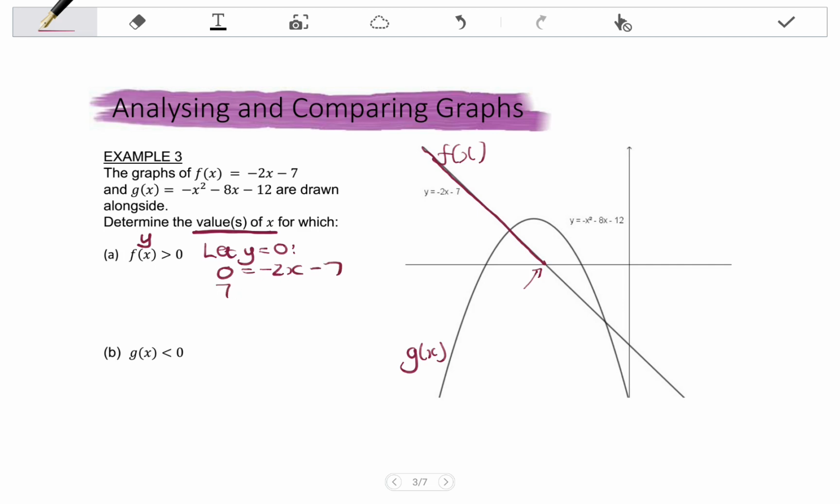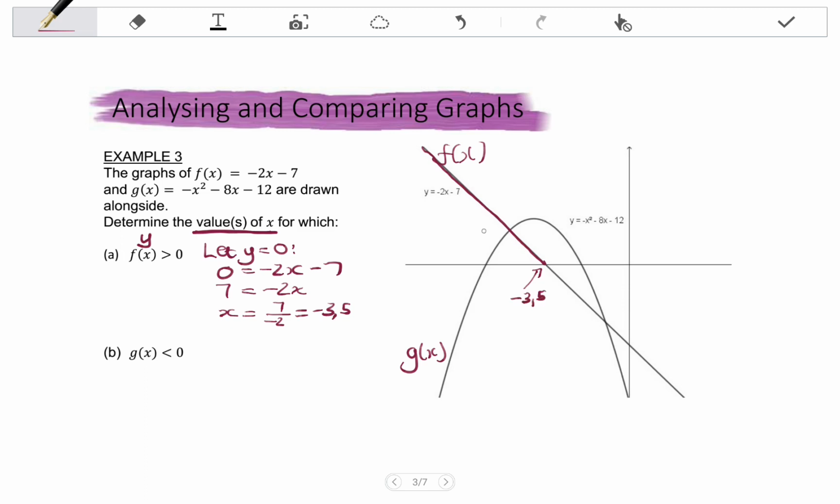I'm going to add 7 and then divide by negative 2. So I have x equals 7 divided by negative 2, which is negative 3.5. Okay, so the value here is negative 3.5.